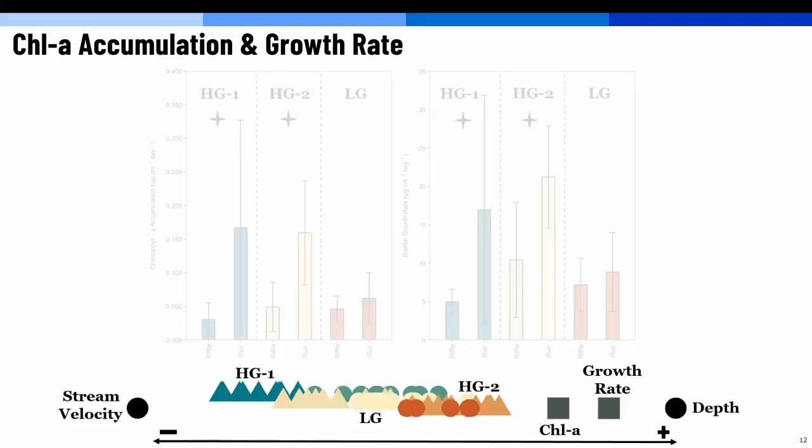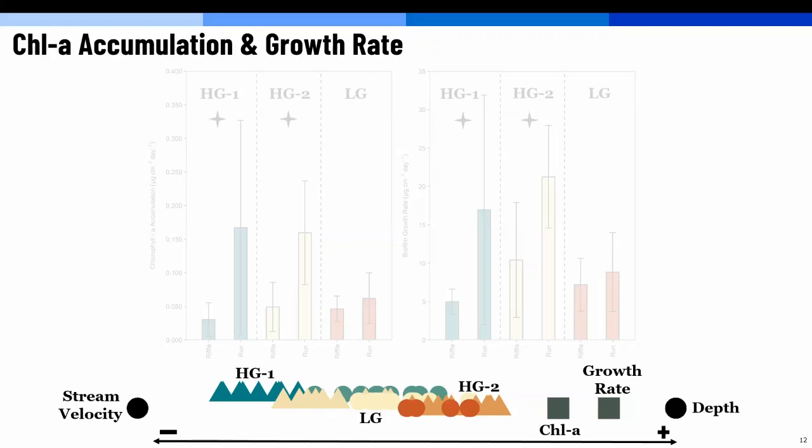Here we have the results of our partial least squares analysis that produced one significant axis. Here, triangles represent runs and our colored circles represent riffles. We can see that chlorophyll A and biofilm growth rate is positively associated with depth and negatively associated with stream velocity. And this is a pattern that we would expect from shear stress resource subsidy trade-offs.